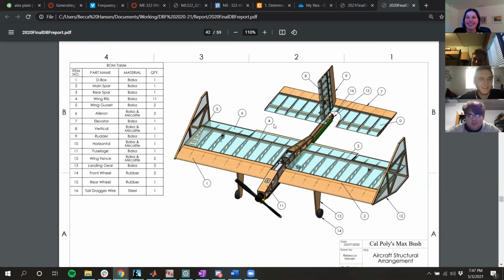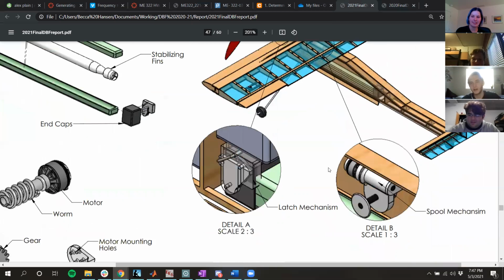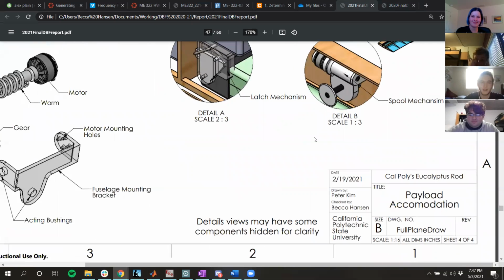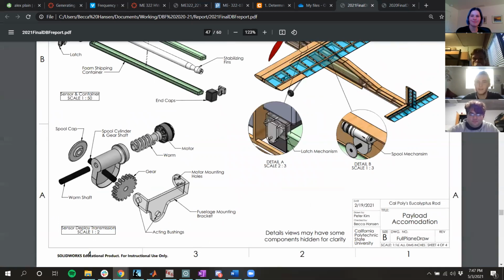Why is it called a max bush? That sounds like something you should probably get rid of, or trim or something. Yeah, trimming would have been good on this plane. No, every year we have a good name, or we try at least. This was not our best work. I think probably marginally better than eucalyptus rod, but we've been doing bad. We have other such names as fits inside and swings both ways.